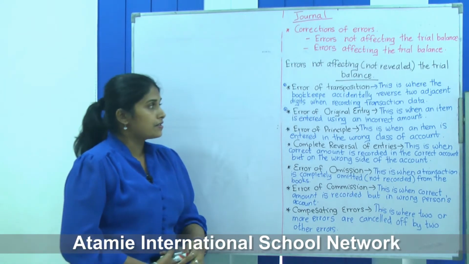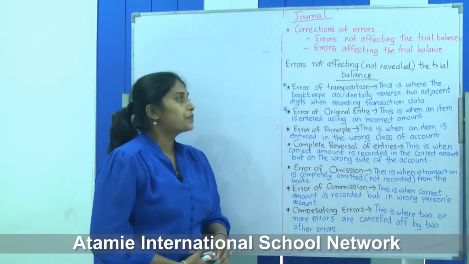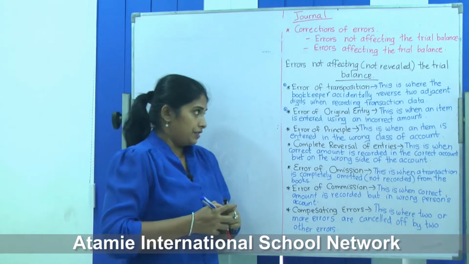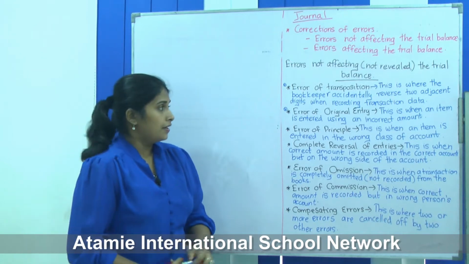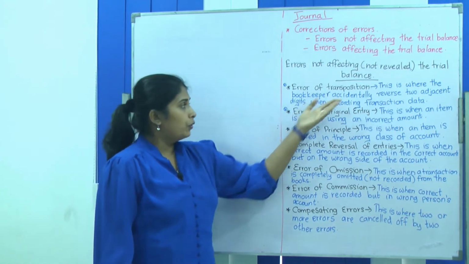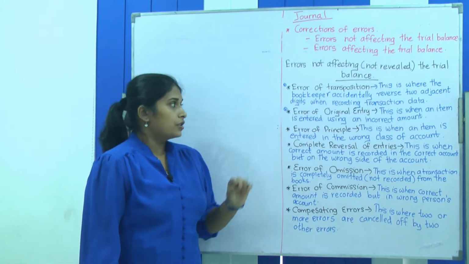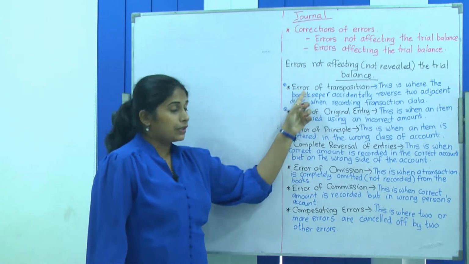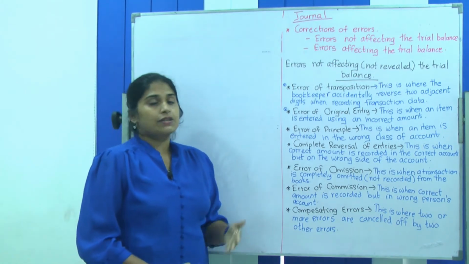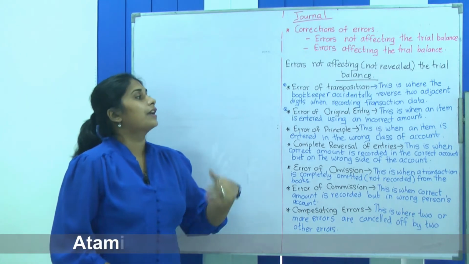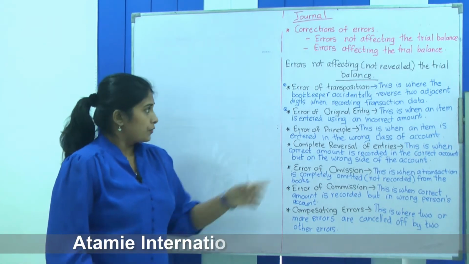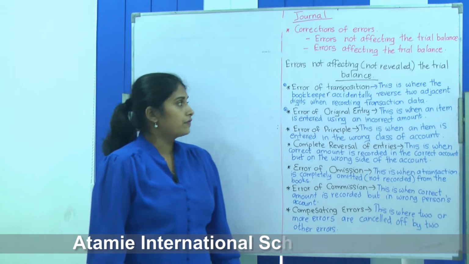The first error is the error of transposition. This error occurs when the bookkeeper accidentally reverses two adjacent digits when recording the transaction data. Adjacent means the digits which are near to each other. If the bookkeeper accidentally reverses two adjacent digits, that error is known as an error of transposition. For example, we sold goods for 123, but they have recorded it as 321. The adjacent digits have been reversed, so those errors are called errors of transposition.